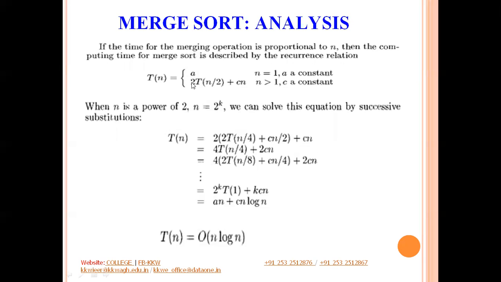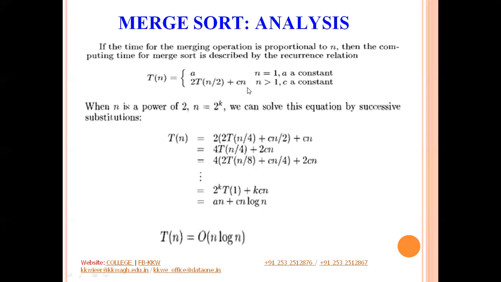So a denotes the number of subproblems. Since it is divided into two halves and we have to sort both the halves, the value of a is 2. Then n by b denotes the size of each subproblem. Since we are dividing it into exact two halves, the size of the first half is n by 2 and the size of the second half is also n by 2. That is the reason the value of b is 2 here. And this was f of n.